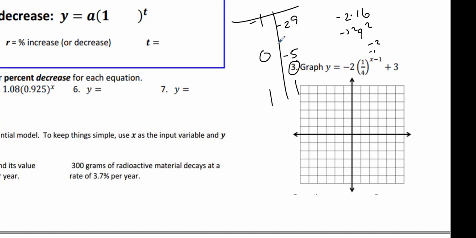I can't even graph this one. Those would be my 3 values. Again, you will not have anything like this. I'm not even going to graph it. I'm just going to show you that other problems do exist.